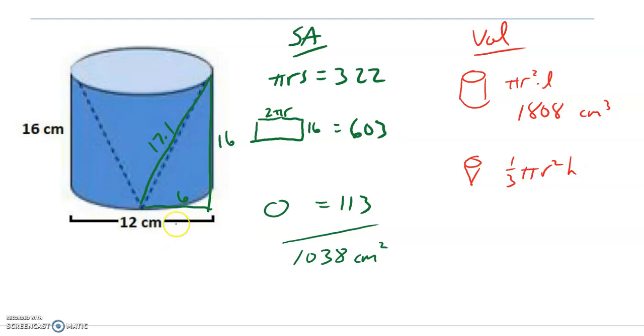I've got the radius is half of this, that's the 6, that's the radius right there. The height would be the 16. So I put this all together, hopefully it's 603-ish. I'm just rounding a lot of these numbers off.